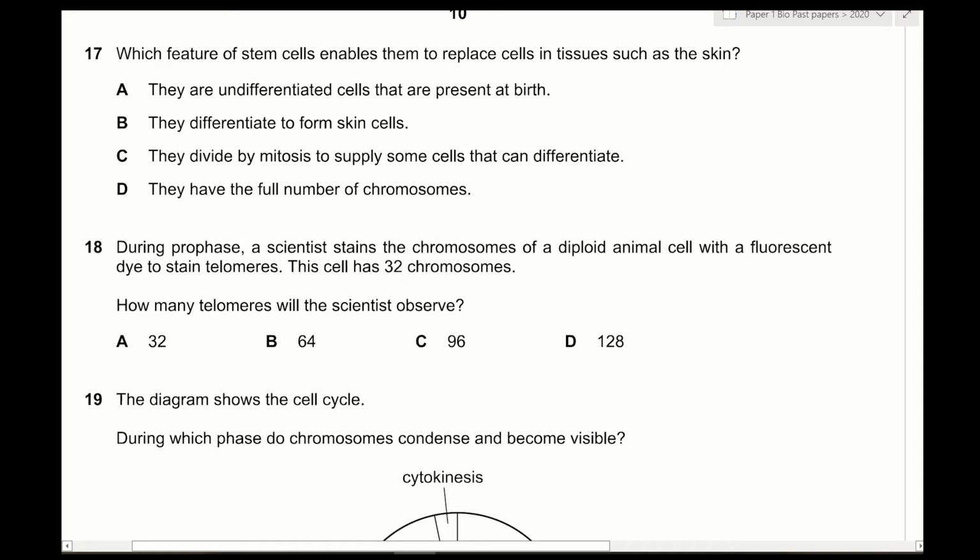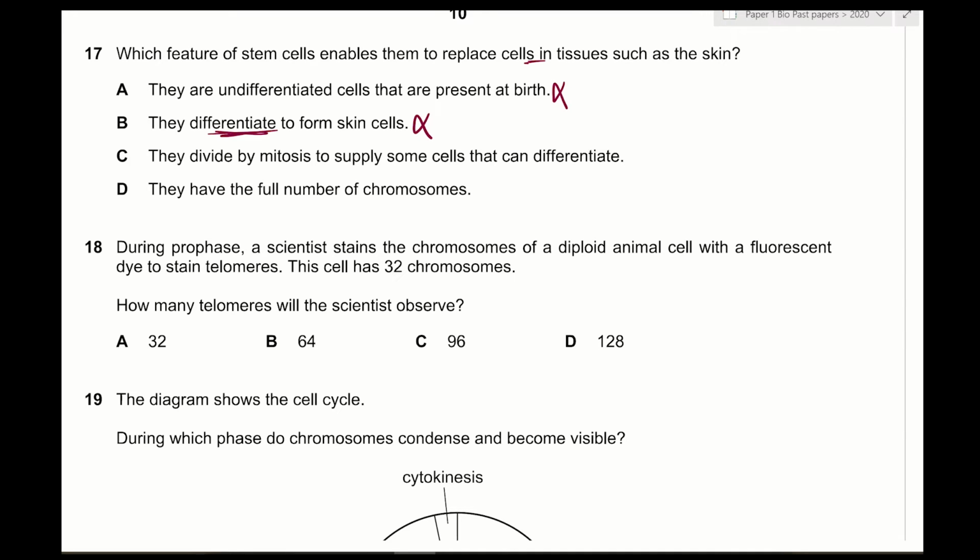19. Which features of stem cells enables them to replace cells in tissues such as skin? A. They are undifferentiated cells that are present at birth. Okay, this is correct, but it does not give a reason why it allows them to replace cells in the skin. Therefore, this is incorrect. B. They differentiate to form skin cells. Beware, this was also a common misconception. The stem cells themselves do not differentiate, because if that was the case, then we would definitely run out of stem cells, because if all of them differentiate, we're going to run out. Therefore, this is incorrect.